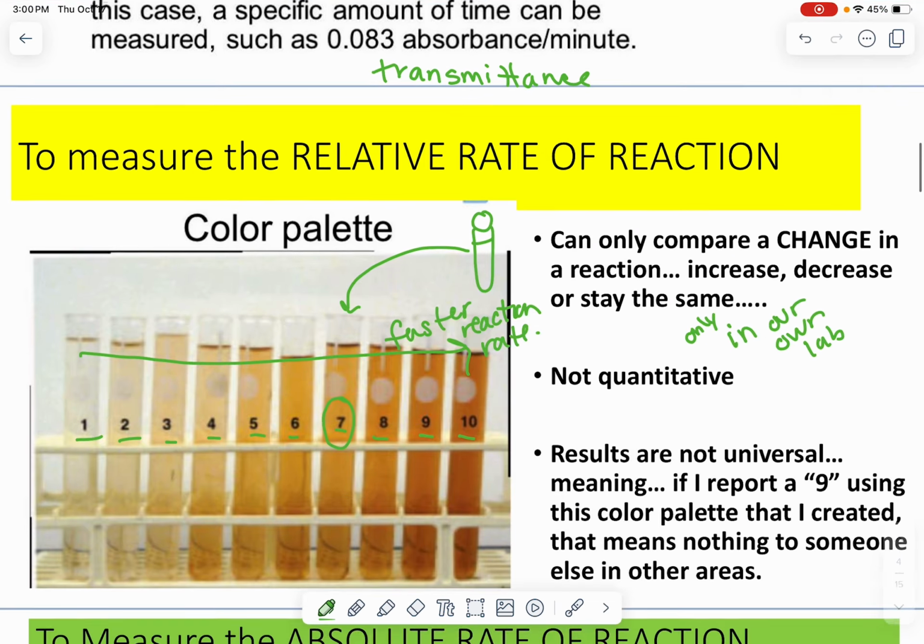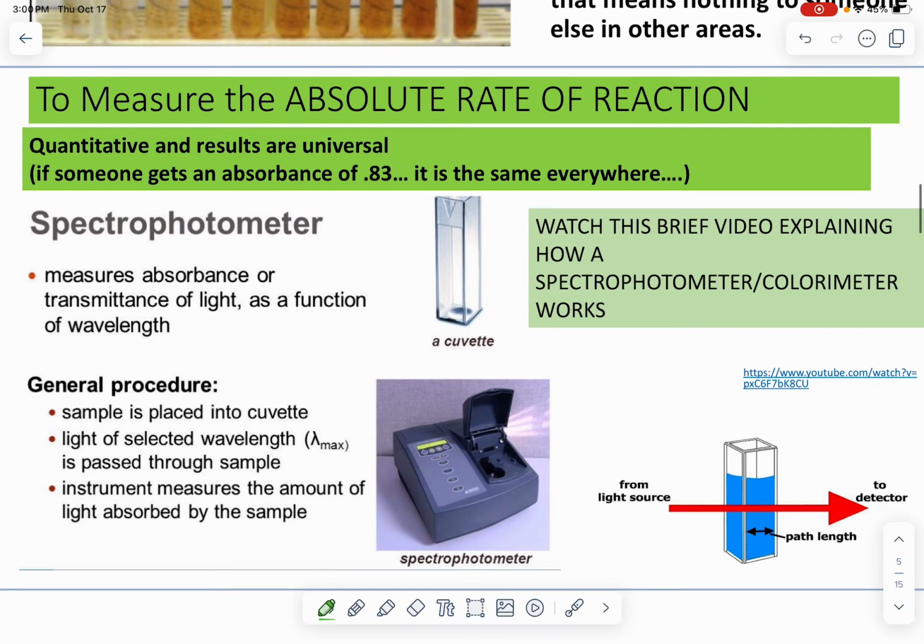So let me skip down and talk about this. The absolute rate of reaction. This is a quantitative way to measure how dark a color is. And the results are universal. So if I get an absorbance of 0.83, that's going to be the same. A 0.83 absorbance means the same everywhere, okay? Again, in the lab, you might see it called a colorimeter, but it's the same thing as a spectrophotometer.